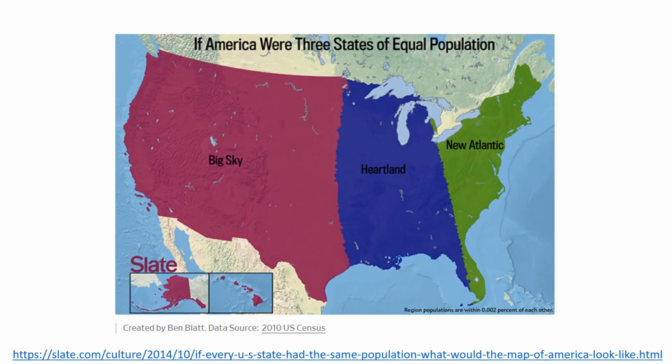These are some fun ones. So these are also algorithmically determined. If America were 3 states of equal population, so we could use something like a rasterized population layer that we could get from NASA CDAC or some other place, and carve this up.